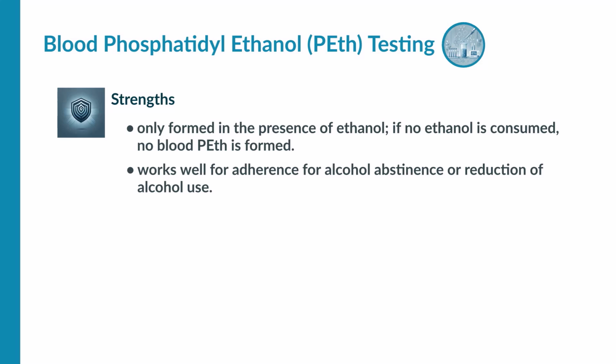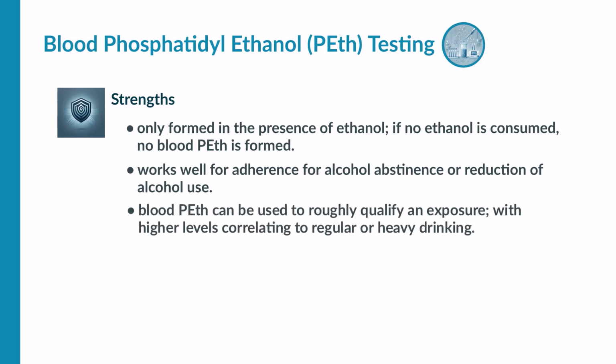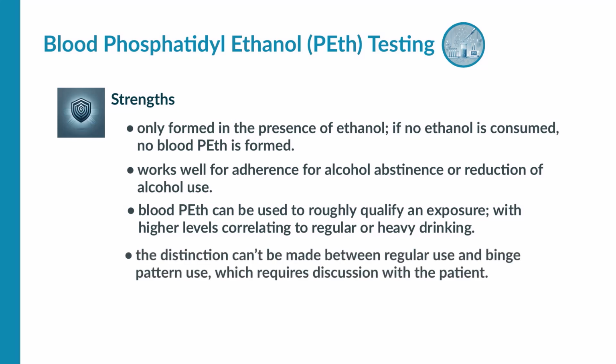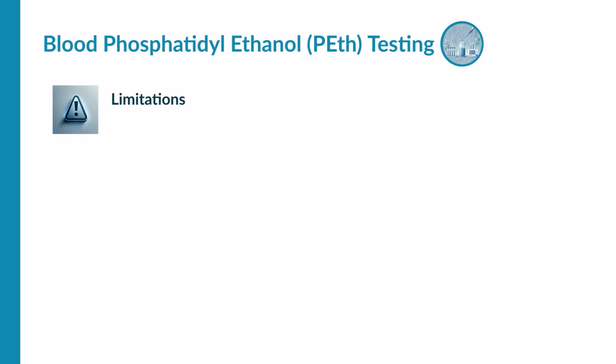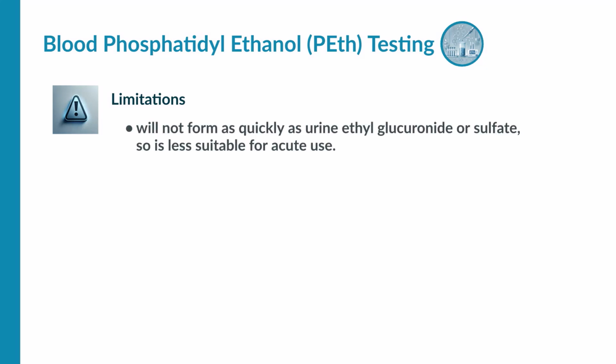Unlike the aforementioned tests, blood phosphatidyl ethanol can be used to roughly qualify an exposure, with higher levels correlating to regular or heavy drinking, although the distinction can't be made between regular use and binge pattern use, which requires, of course, discussion with the patient. From a limitations perspective, it's important to note that this will not form as quickly as urine ethyl glucuronide or sulfate, so it's less suitable for acute use.